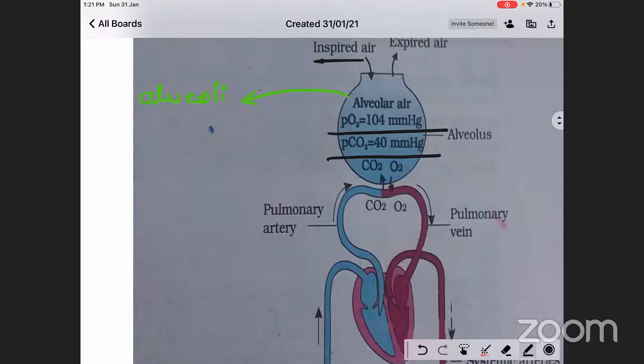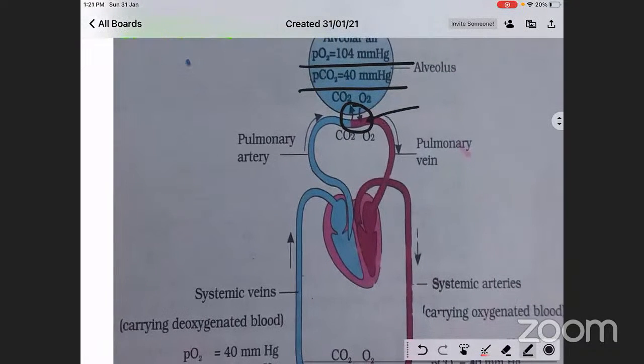So this is the condition in the alveoli. And we know that for the diffusion of gases, we need high pressure inside the alveoli and low pressure in the blood vessel. So we want the oxygen to travel inside the blood. You can see here the exchange is taking place. Oxygen is going inside the blood vessel and CO2 is coming into the alveoli to be expelled out from the body. We all know about the circulatory system.